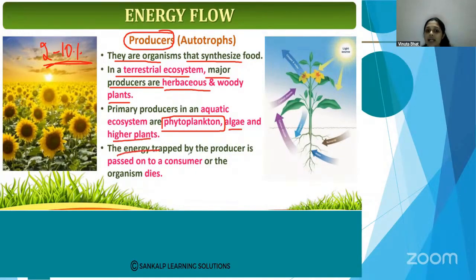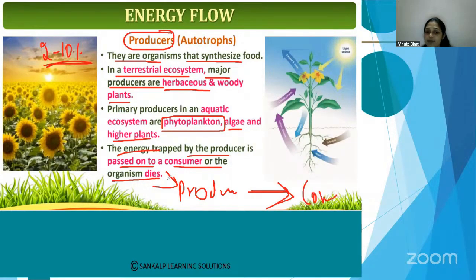The energy trapped by the producer is passed on to the consumer, or the organism dies. So the producers absorb the photosynthetically active radiation and produce the food, and the solar energy trapped by the producers is passed to the consumer. That is called the energy flow.